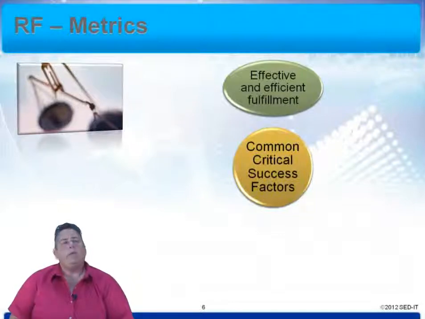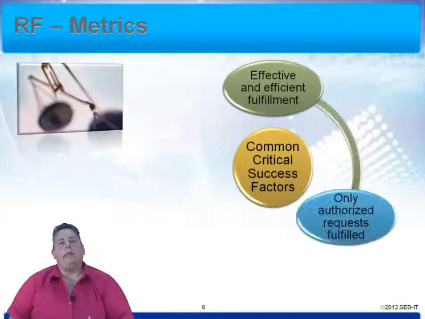The metrics that are associated with request fulfillment will focus around three critical success factors. One, the efficient and effective fulfillment of the request, that only authorized requests would be fulfilled, and that the user satisfaction is maintained. Remember, with the critical success factor, we're looking at the behaviors that need to be present for a successful delivery of a process. These behaviors would be measured via key performance indicators, or KPIs.